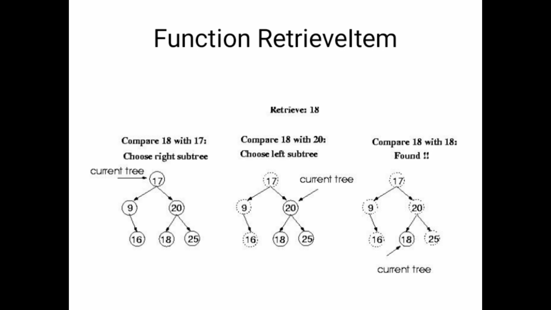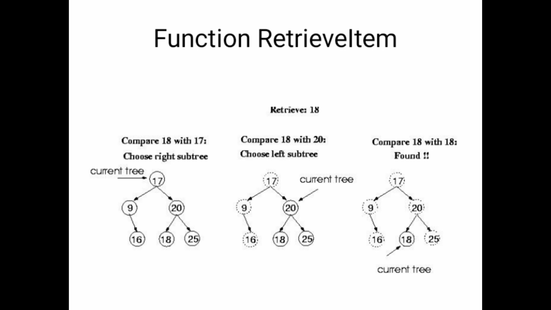So what is a binary search tree? In a binary search tree, if you consider an element as a root element, all the elements to the left side of the root are lesser than the root, and all the elements to the right side of the root are greater than the root. This is the property of a binary search tree.